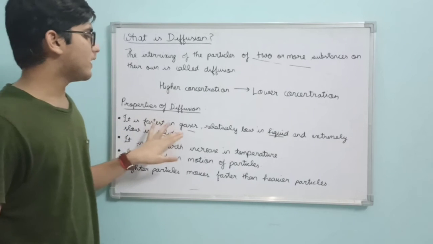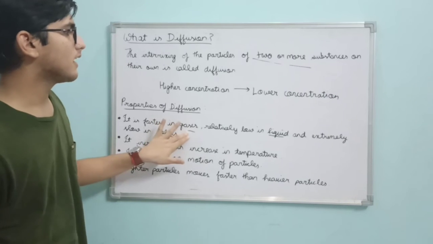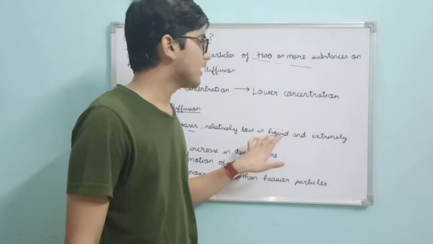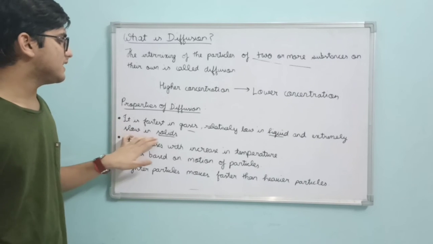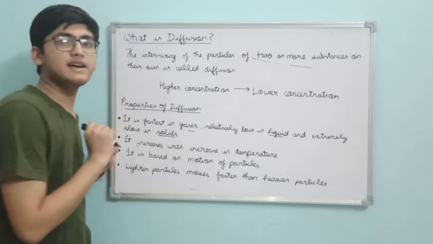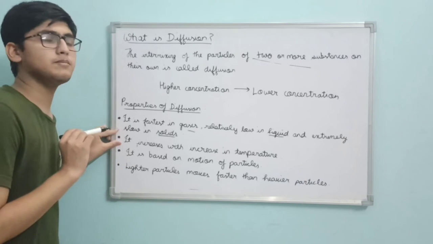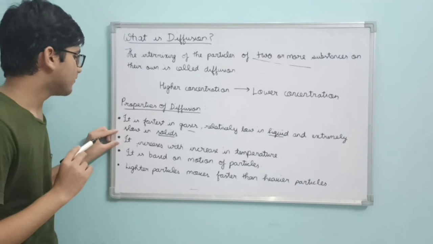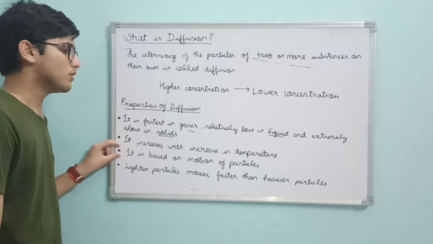It is seen when bromine vapors diffuse in air, it is fastest, and when a drop of ink dissolves in water, it is relatively slow. And when we write on a blackboard with chalk and leave it for a few days, it is seen that the particles of chalk have diffused into the blackboard, but it takes a lot of time. Now, property number 2: it increases with increase in temperature. It is easily observed that the diffusion process increases when we increase the temperature. Property number 3 is that it is based on the motion of particles.